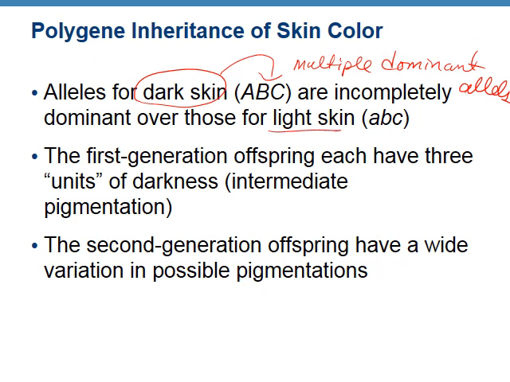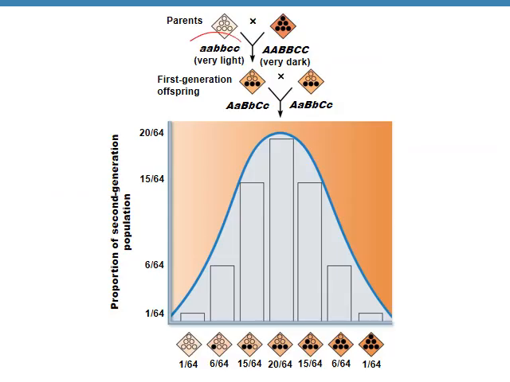If you have light skin, you're going to have multiple recessive alleles. So think of all the possible combinations. Here we have a very light-skinned parent mating with a very dark-skinned parent, and we end up with these heterozygous first generation offspring. Next we're going to look at the second generation.